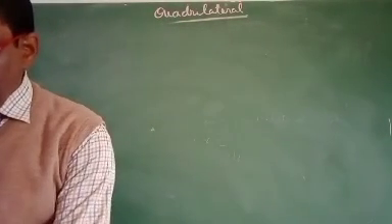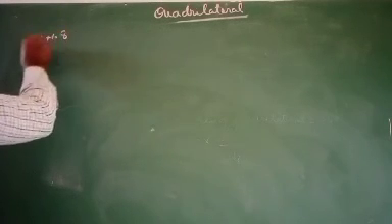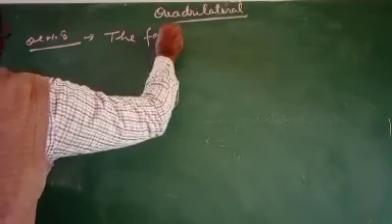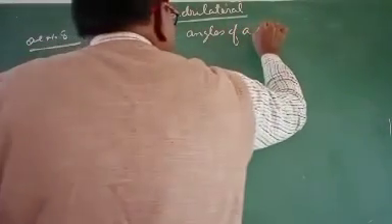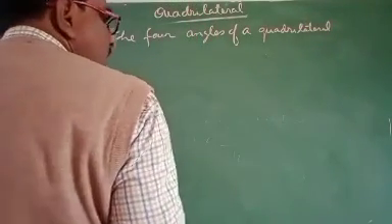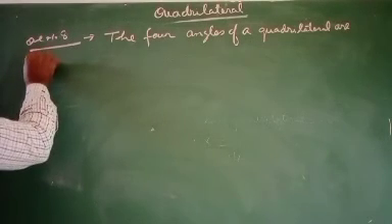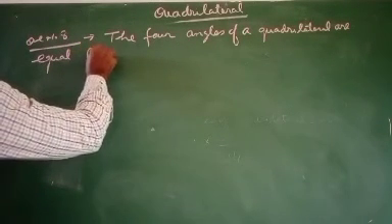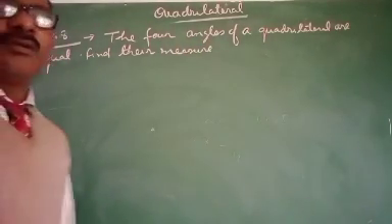Next question is question number 8. The four angles of a quadrilateral are equal. Find their measure.